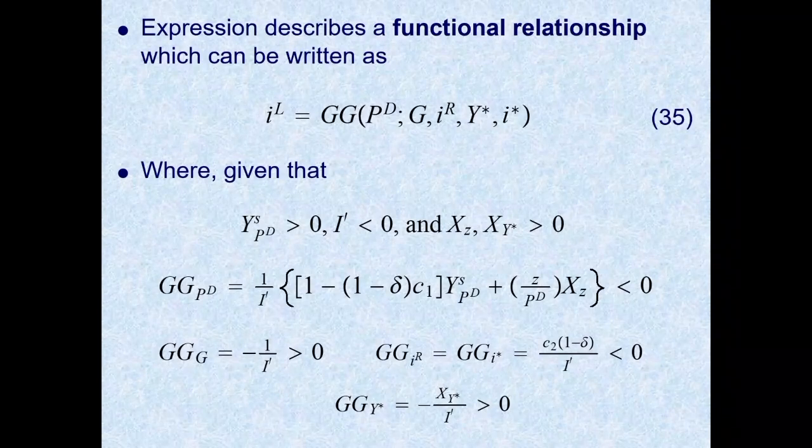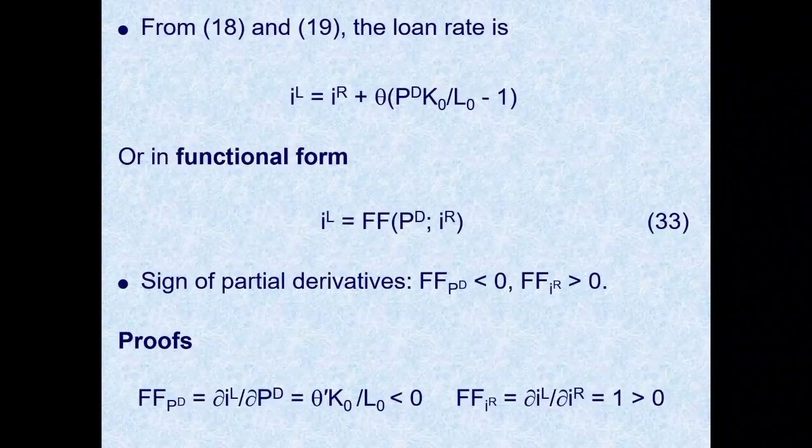And Y star is activity in the rest of the world, which we're going to use to study an external shock. And I star is the foreign interest rate, which we're also going to use to study the impact of a foreign shock. So to summarize, from the financial side of the model, I derived a first equation between the loan rate and the domestic price. That equation is very easy to derive because it is based directly on the equation for IL. Okay? So that one does not give you any problem in a way.